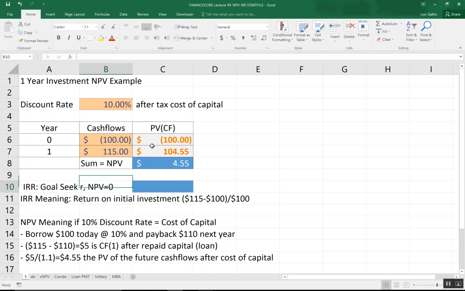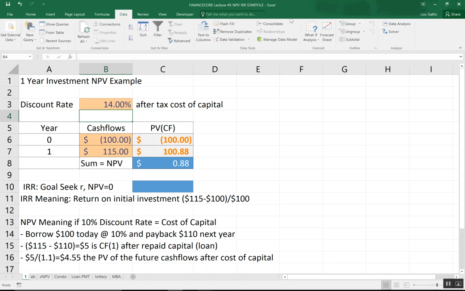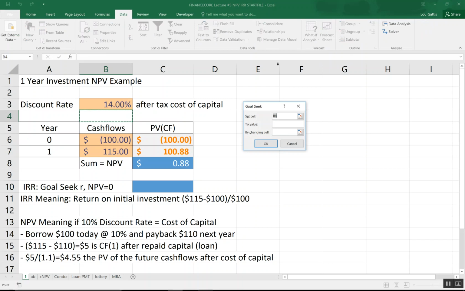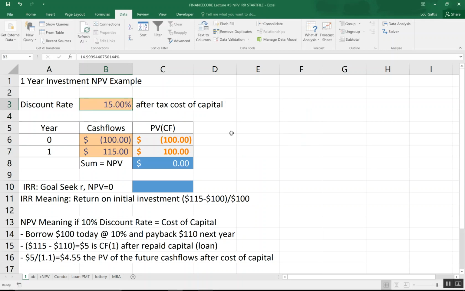So let's look at the IRR. Now the IRR is whatever discount rate here would make this 0. So we can try 11%. We can try 12%. You try 13%, and so on. Or you can just run a goal seek. Data, what if, goal seek. Set the NPV to a value of 0 by changing the discount rate. And then you see that the IRR, in this case, is exactly 15%.